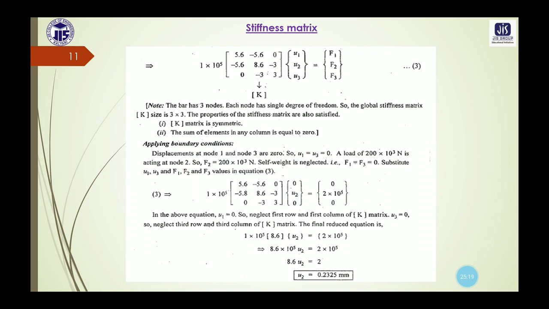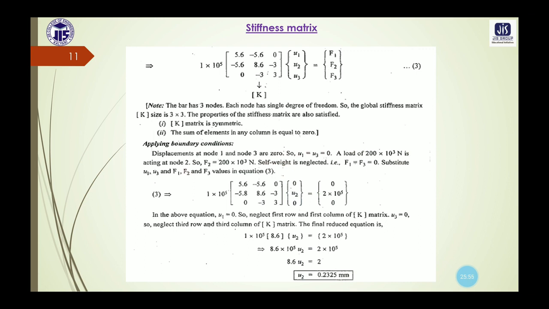Now if we apply the boundary conditions, then the displacements at node 1 and node 3 are 0. So that means u1 and u3 are 0, and you need to use the value of u2 only. A load of 200 kilonewton is acting at node 2. So F2, that force, is now 200 into 10 cube Newton, and the self weight is neglected. So that means F1 equals F3 equals 0.